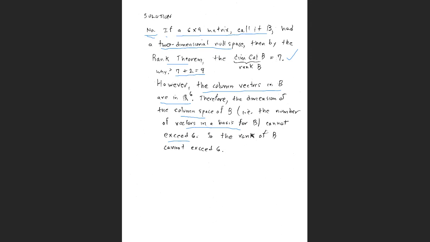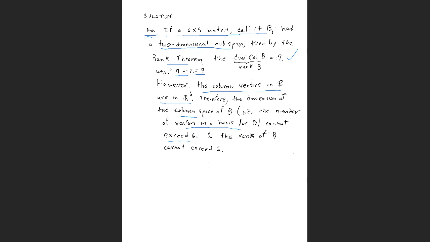So similarly here, since these column vectors in B live in R6 space, the rank of this matrix B, which is the dimension of the column space of B, the span of the column vectors of B. Okay, I want to say this the right way. The dimension of that couldn't be more than 6. It cannot exceed 6.